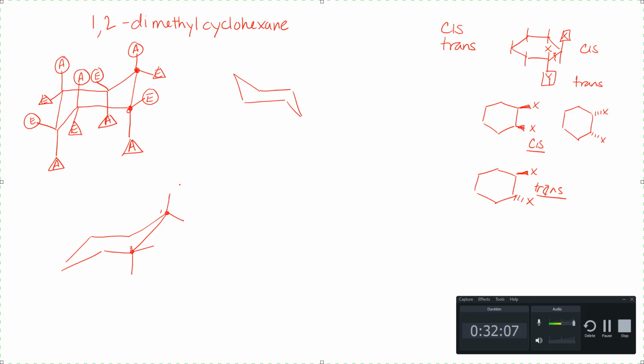Okay, I digress. Let's go back to this one. So I'm going to write out 4 of these chair conformations.